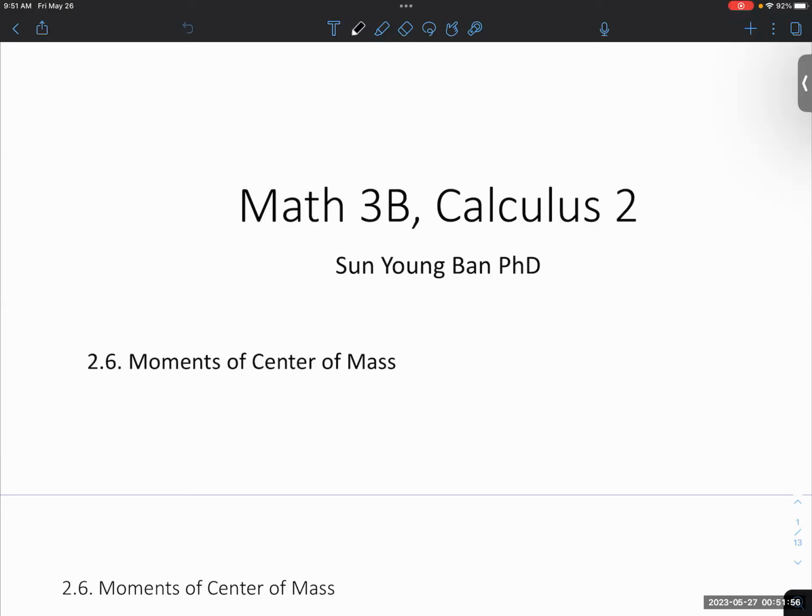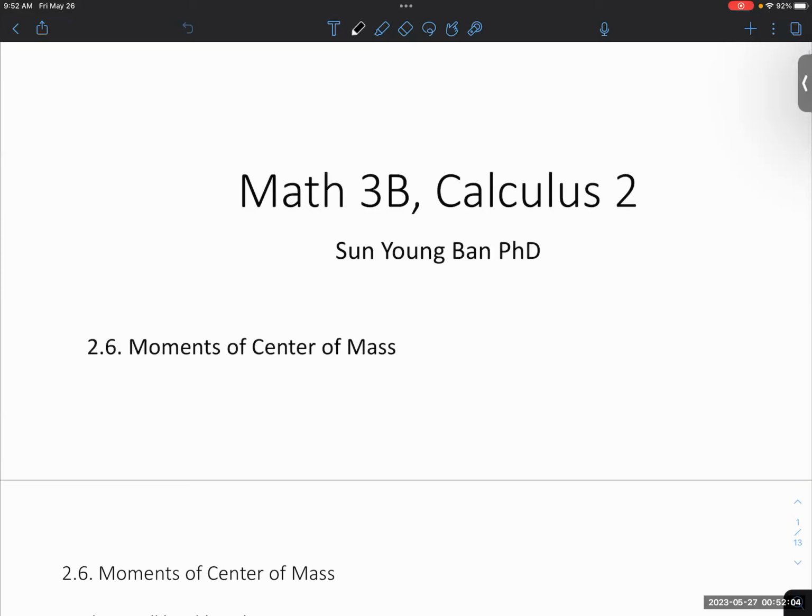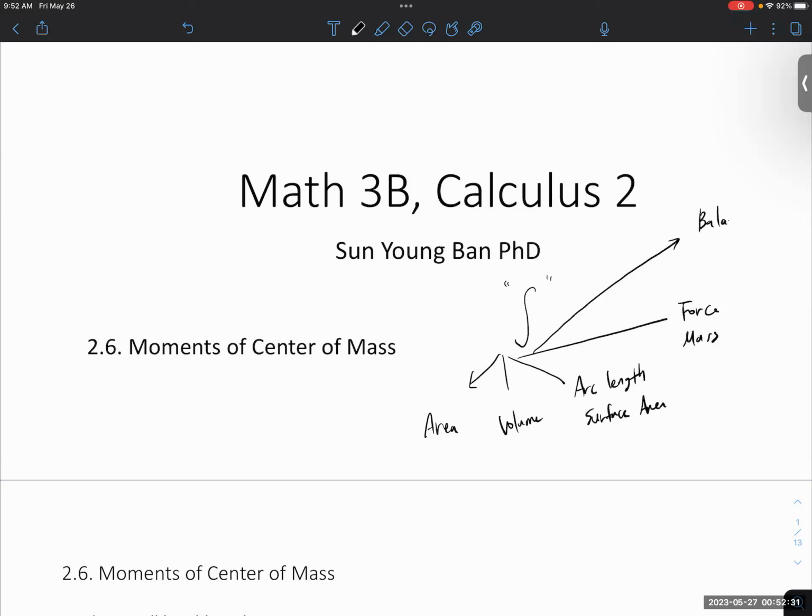This is Calculus 2. In this video, we are going to talk about 2.6, moments of center of mass. So far in chapter 2, we talked about a lot of benefits of using the integral. If you remember, it helps us find the area, volume, arc length, surface area, force, and also mass. And today we're going to find the balance by using the integral concept 2.6.